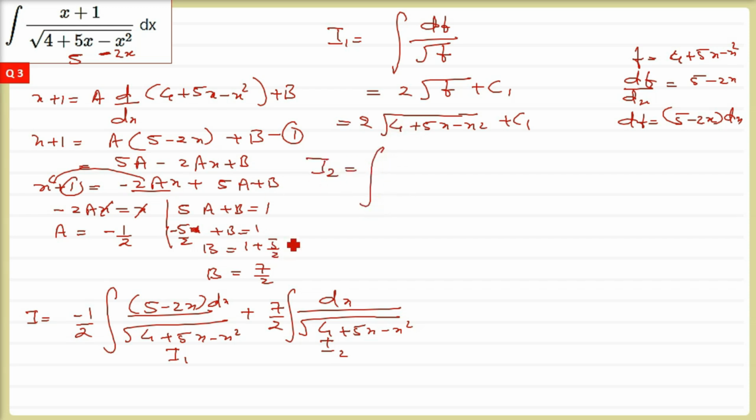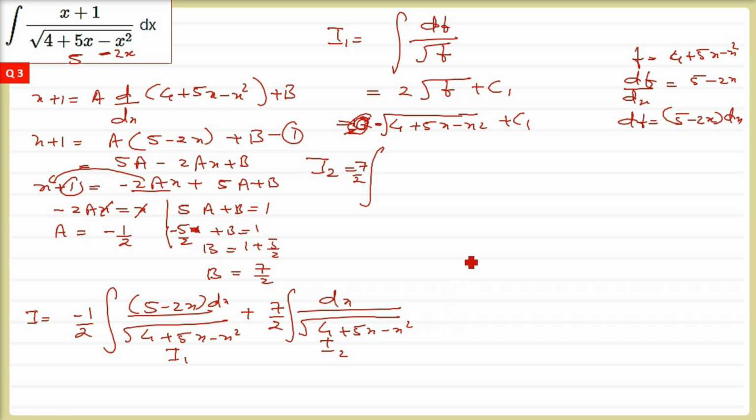Integration of 7 by 2 we will deal with later. First, negative half: you just multiply this negative half with 2, because the 2 is going to get cancelled. So minus half multiplied, 2 gets cancelled, negative 1 will remain: negative under root 4 plus 5x minus x square. In the second term it will be 7 by 2. Now 4 plus 5x minus x square has to be made a perfect square. That is the only thing which is special in this question.